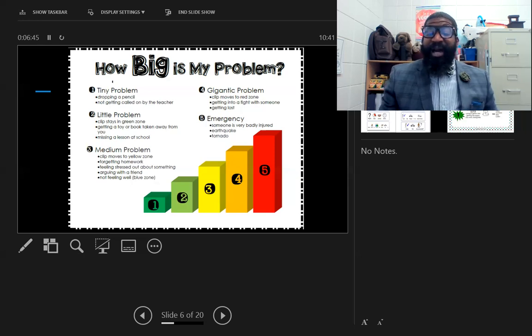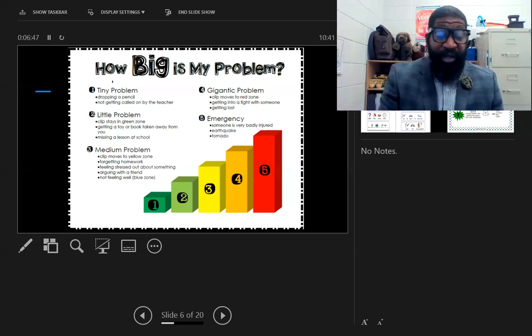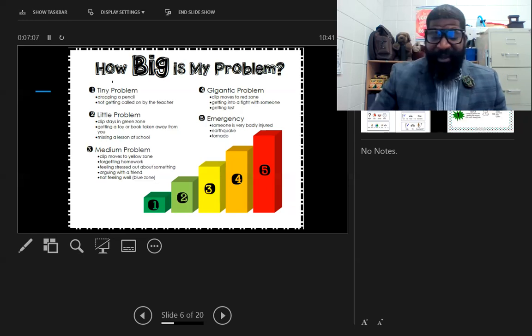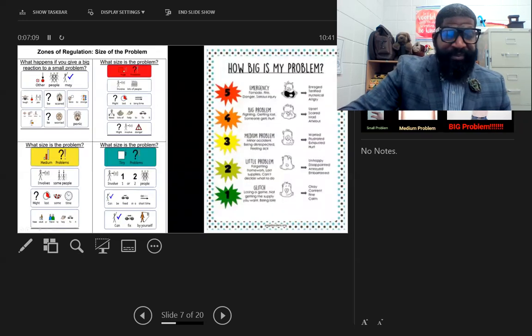All right, these are examples of things that are pretty big problems. And last, we got 5, our huge problems. Right, we are in the red zone. We're out of control. Things that happen are emergencies, tornadoes, earthquakes. Someone is very badly injured. People might be dying or really getting hurt. Okay, that's what we want to think about. And that's why it's important. We always want to stay out of the red zone if we can. All right.